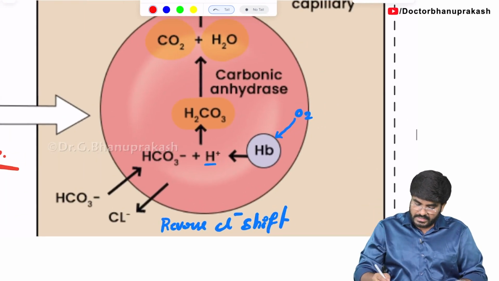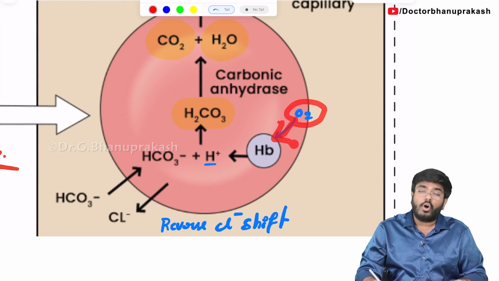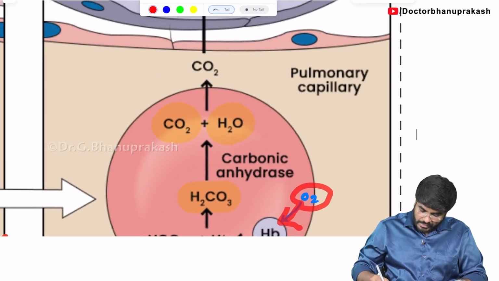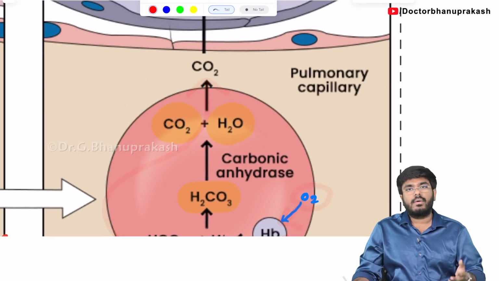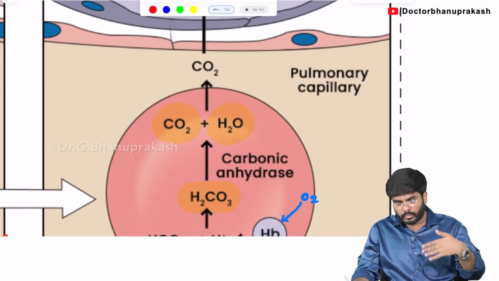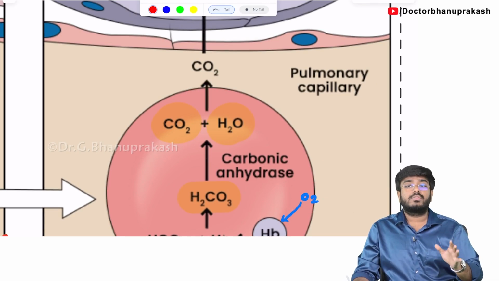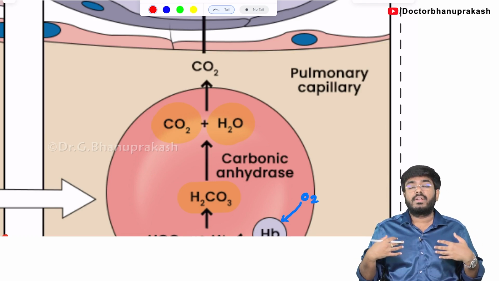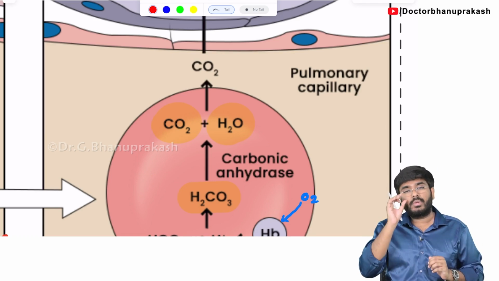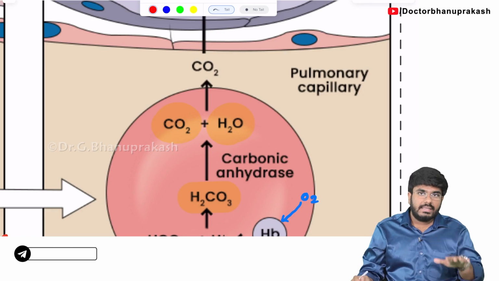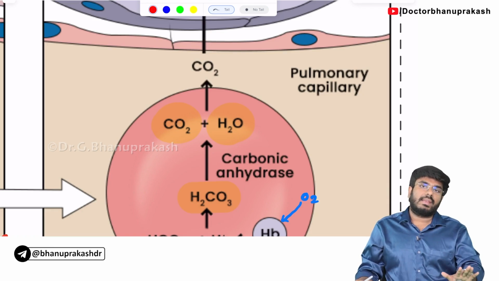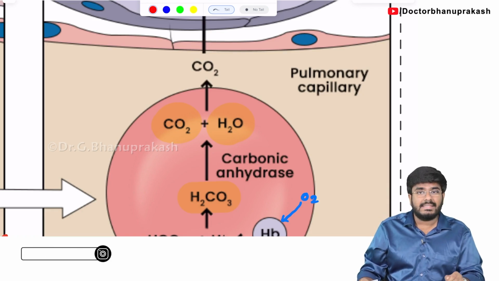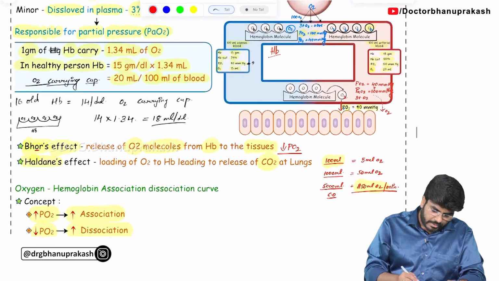Can I say something like this? The binding of oxygen finally leads to release of carbon dioxide from the RBCs. Who is going to be released? Carbon dioxide is going to be released. So the binding of oxygen decreases the affinity of the hemoglobin to carry the carbon dioxide. This is called what? Haldane's effect. Guys, previously I have explained what Bohr's effect is.